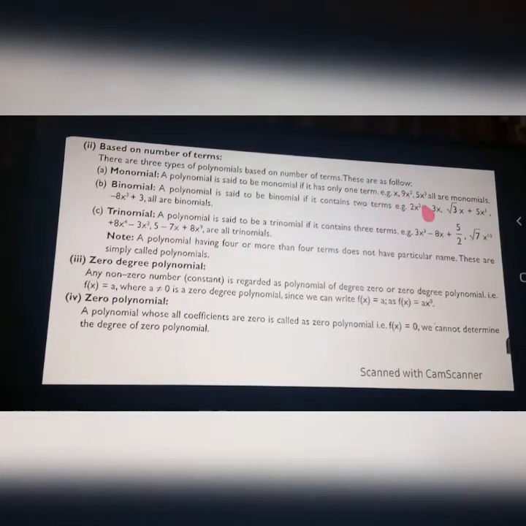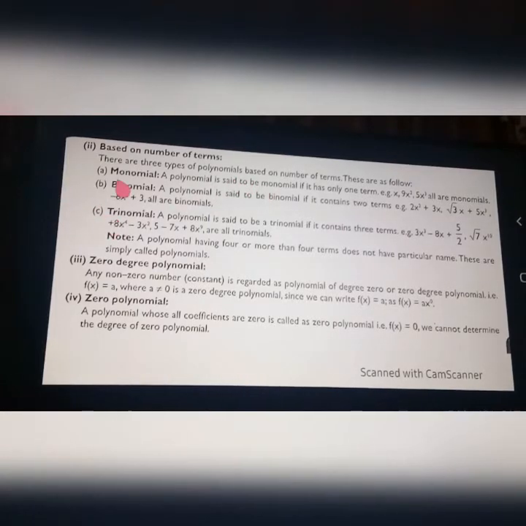Examples are also written here, only one term. There is no plus or minus, only one term. Example: x, 9x square, 5x cube. How many terms came? Only one term. Say some examples along with me: 5x raised to 10, 6x square, 2x, 5x. You can say many examples. It should have only one single term.